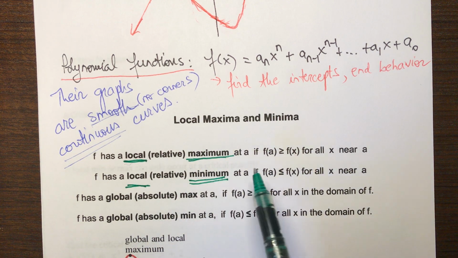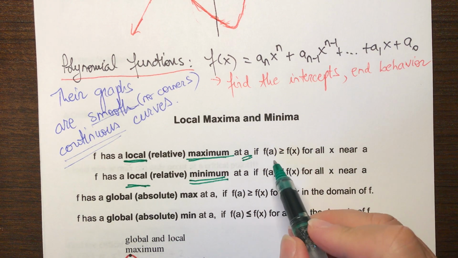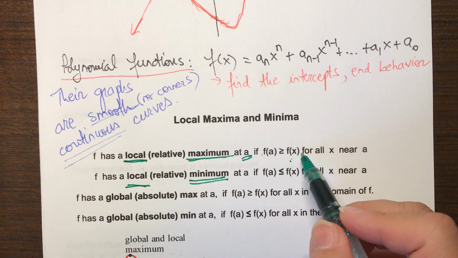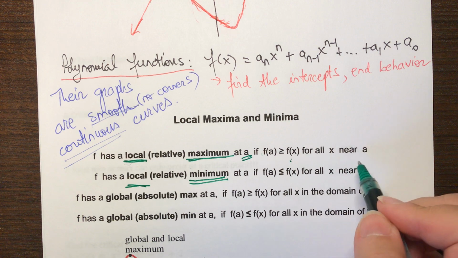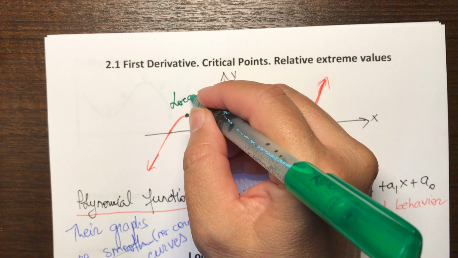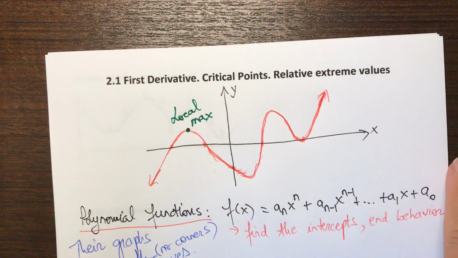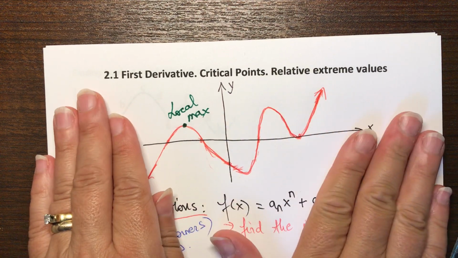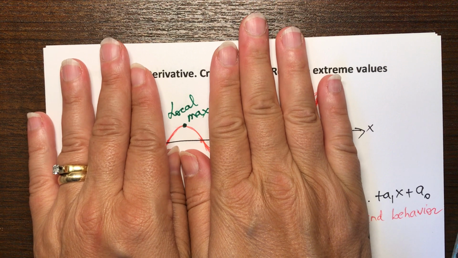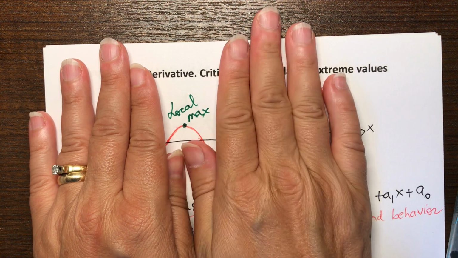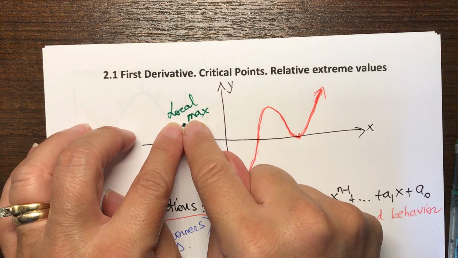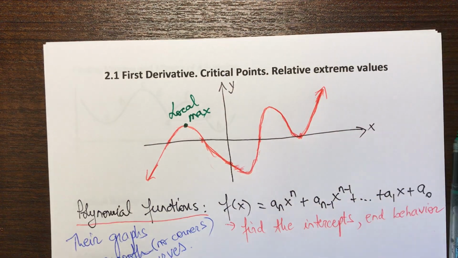A local maximum occurs at a point if the function value at that point is greater than or equal to the function values of any other x near a. That means what? Right here, it's quite clear what a local max should look like. It doesn't mean overall, looking at the whole graph. Locally, yes. If I zoom in to this point here, what do I see? That for this point, the function value is higher than the function values near it. So it's the highest y value, local max, right?